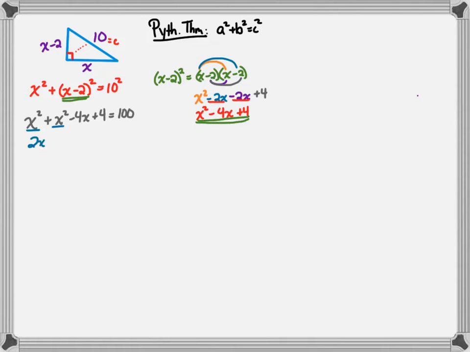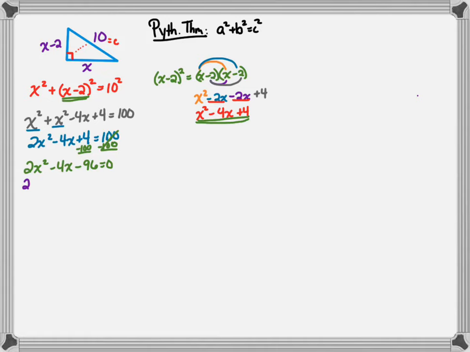So I put my x squareds together. So x squared plus x squared is 2x squared. And then your next step is you want to go ahead and subtract the 100 from both sides. You want to put your constants together, okay? And you want to have it equal to 0, because when you have a quadratic, and when I say quadratic, that just means it has that x squared, when you have a quadratic equation and you're solving it, you have to have it equal to 0 first. So I'm going to subtract 100 from both sides. And so that gives me 2x squared minus 4x minus 96 equals 0.